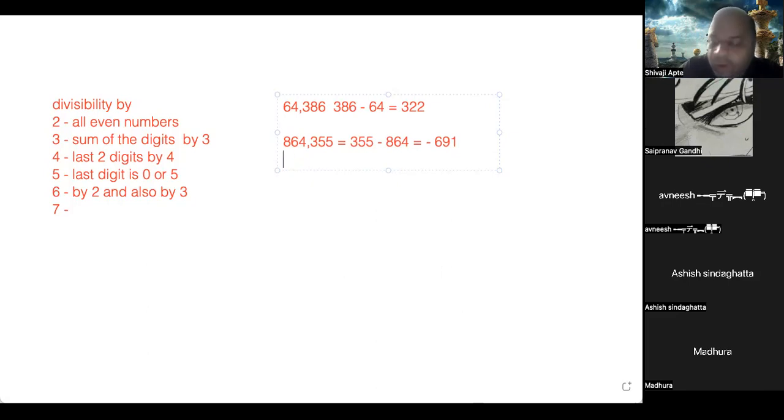There is an even shorter way to find out whether any 3-digit number is divisible. Sir, this is not how you subtract, right? Sorry? Like here, 355 minus 864, it should be 864 minus 355, and then you add a negative sign to it. Yeah, but you will get the same thing, no? Okay. Sorry, I made a basic mistake.